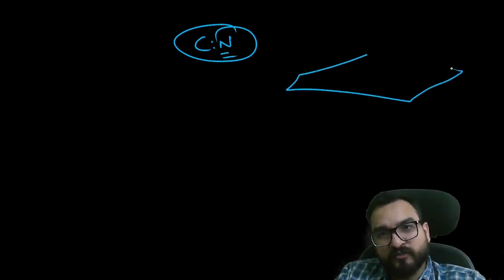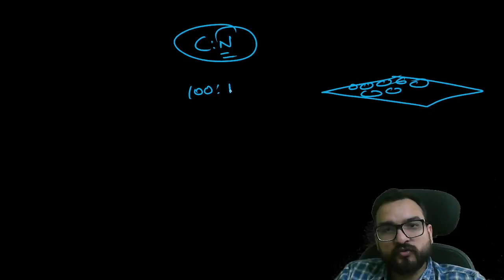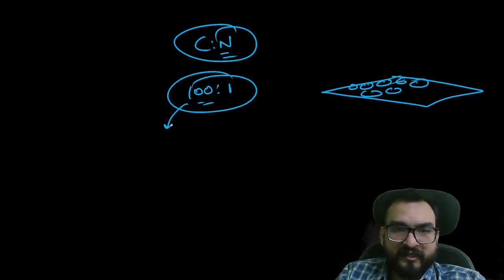And I have told you the CN ratio, so you must be remembering the CN ratio. What do I mean? Suppose in this field we have given the residue of wheat, which is having 100:1 CN ratio. 100 carbon will be utilized and 1 nitrogen will be utilized.